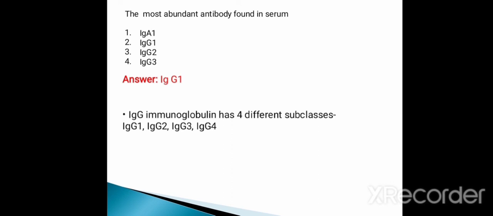That is, immunoglobulin G is divided into 4 different subclasses: G1, G2, G3, G4. How can you remember that immunoglobulin G has 4 different subclasses? You just remember the 4G network. So that is 4G, immunoglobulin G has 4: G1, G2, G3, G4. Whereas immunoglobulin A has 2 subclasses, A1 and A2. Other immunoglobulins, that is M, D, E, do not have any subclasses.